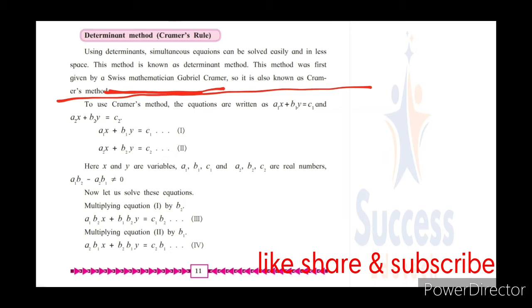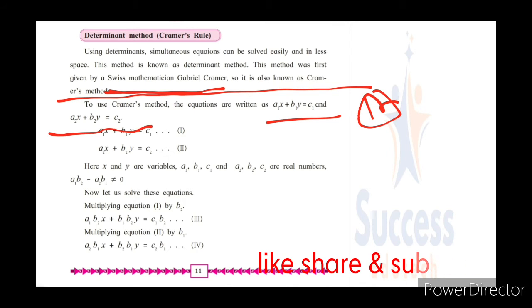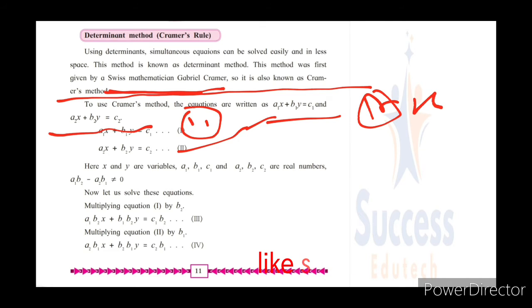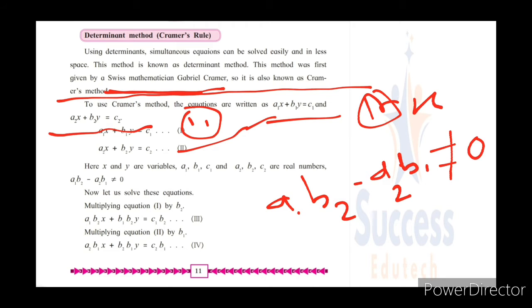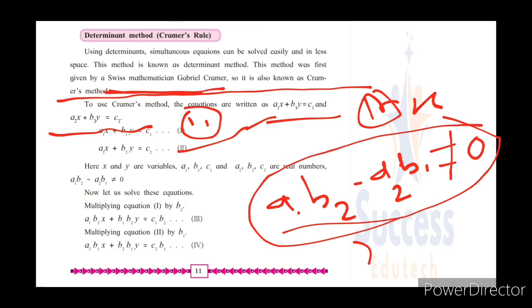If two simultaneous equations are given, that is a1x plus b1y equal to c1, this is the first equation. Now a2x plus b2y equal to c2, this is your second equation. I am numbering these equations 1 and 2. X and y are used as variables. a1, b1, c1 and a2, b2, c2 are real numbers. Never a1 into b2 minus a2 into b1 equal to 0. If this value is 0, then your variable value becomes infinity.